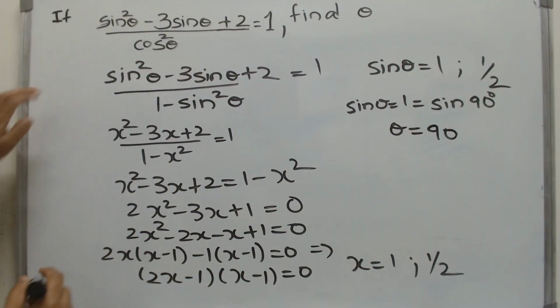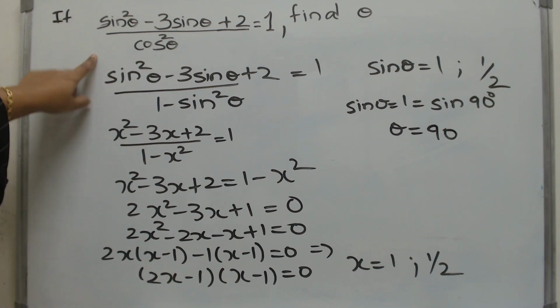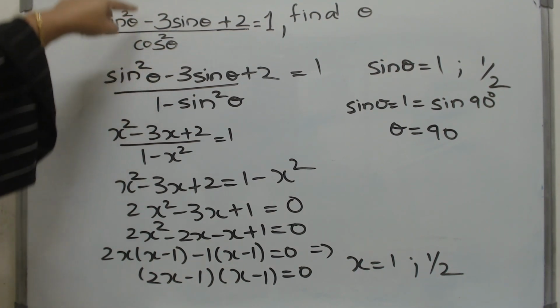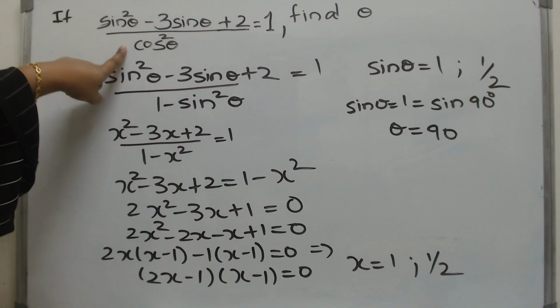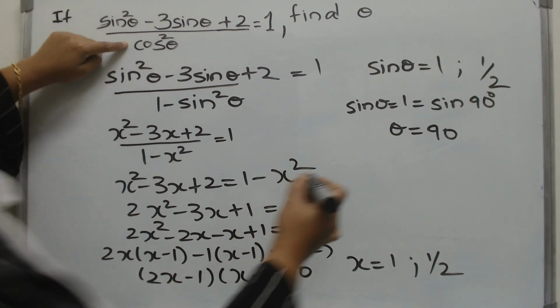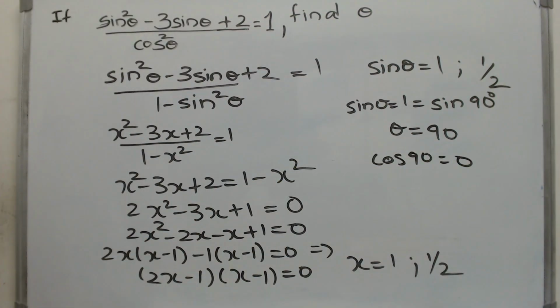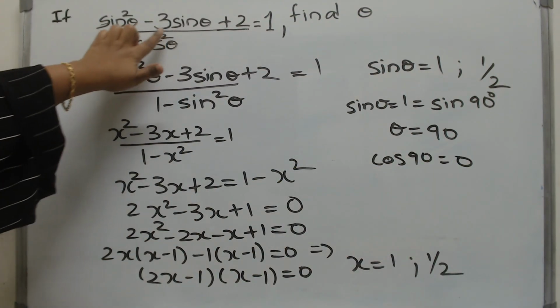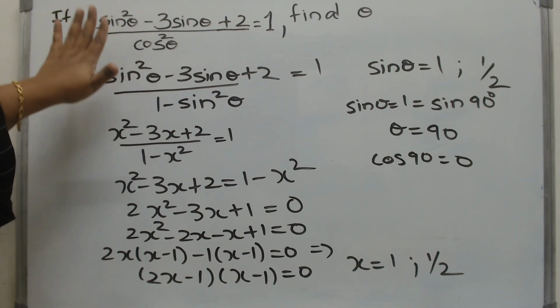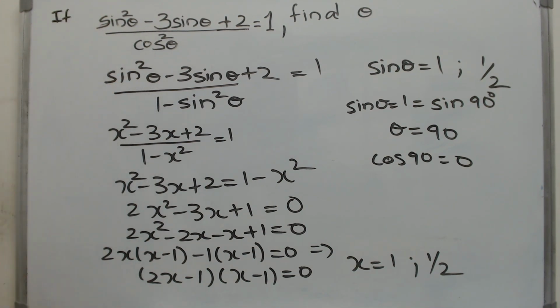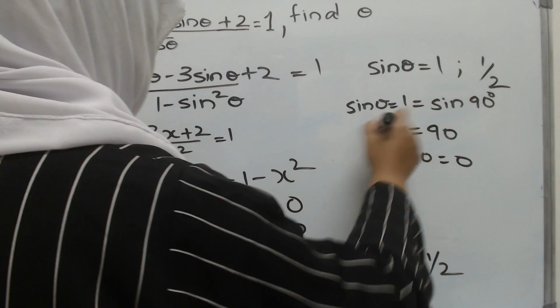Is that possible? Look at the situation here. Your cos square theta comes in the denominator. But what do you know? You know that cos 90 is 0. You cannot have a fraction with the denominator 0 because it does not exist. It tends to infinity. So theta being 90 is not feasible.